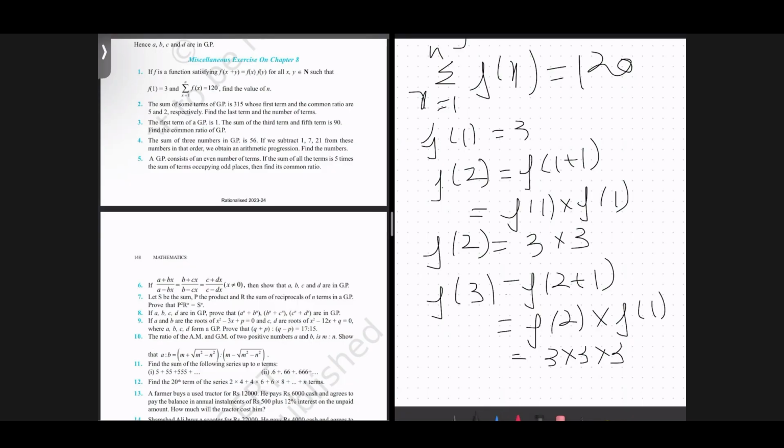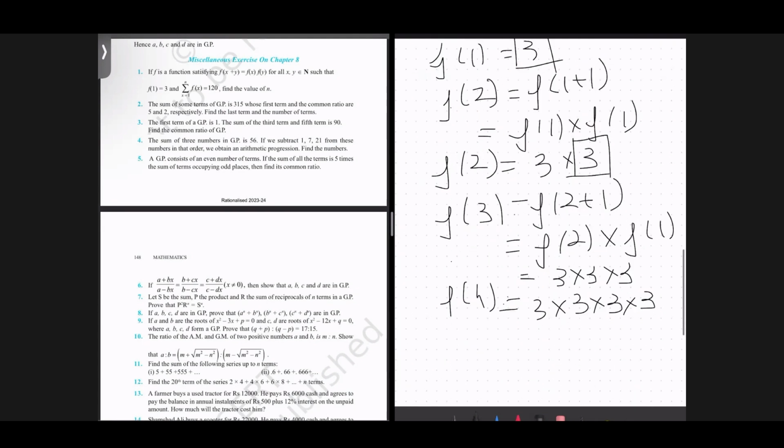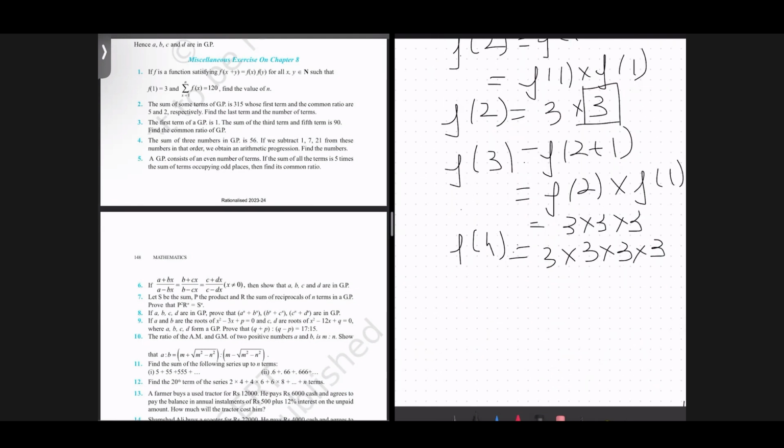Now, when you do that, you'll be able to see that this entire thing forms a geometric progression with the first term as 3 and the common ratio also as 3. Because f of 4, when you're going to find out, is going to come out to be 3 into 3 into 3 into 3. Right? So on and so forth. So we have a GP of the form a equals to 3. The common ratio is also 3. And it has been said that the sum up until n terms is equal to 120. Right.